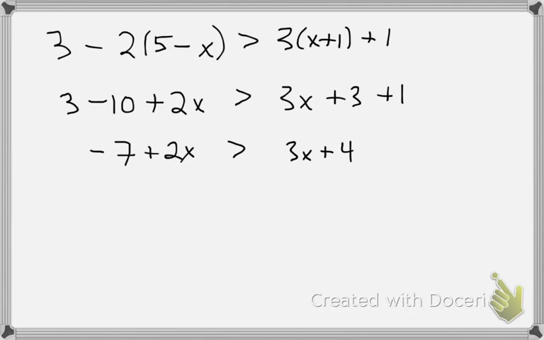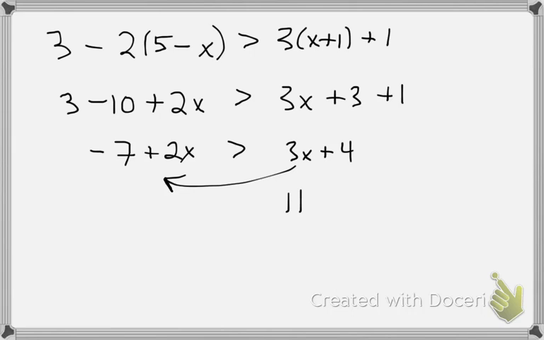What do we do next? Well, if you decide to gather the variable to the left, then who would have to move? All right, so I could add the 7 to the other side, right? If I add the 7 over to the right, that's going to give me an 11. Who else has to move? 3x. The 3x, I'm going to have to subtract it.